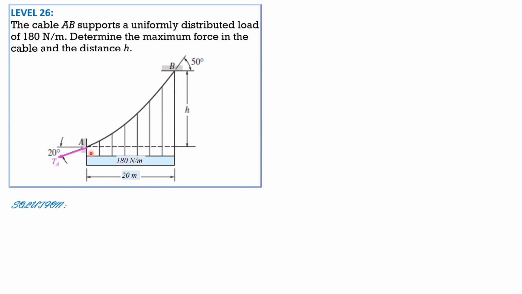So this is the tension at A, tension at B, then the equivalent load here is 180 times 20, and it acts at the centroid of this rectangular loading. So its distance from the right is 10 and from point A horizontally is also 10, half of 20 meters. By force triangle we have 180 times 20, then this is tension A. Since it makes 20 degrees with horizontal, plus 90, this is 110 degrees. Then this is tension at B, which is expected to be the maximum tension in the cable.